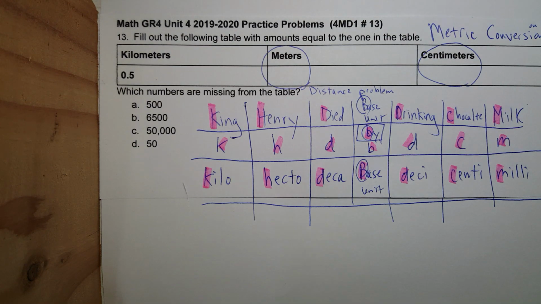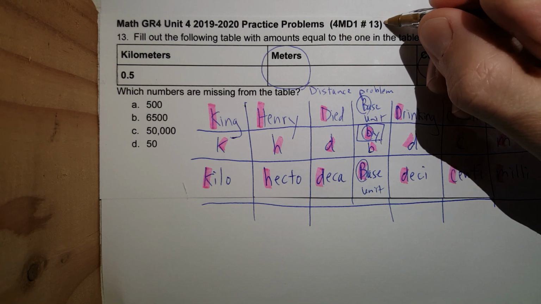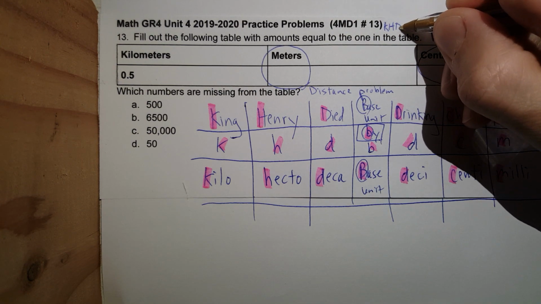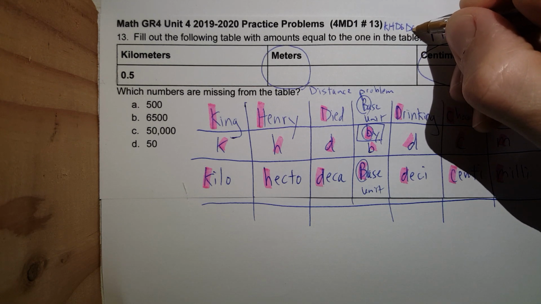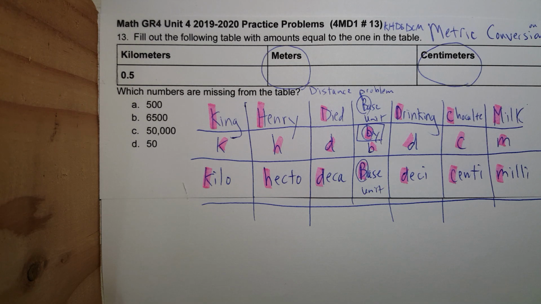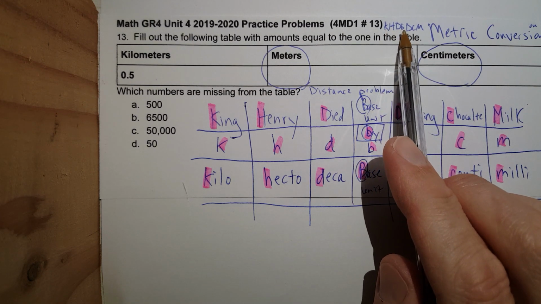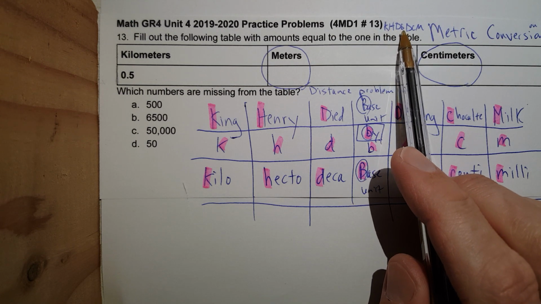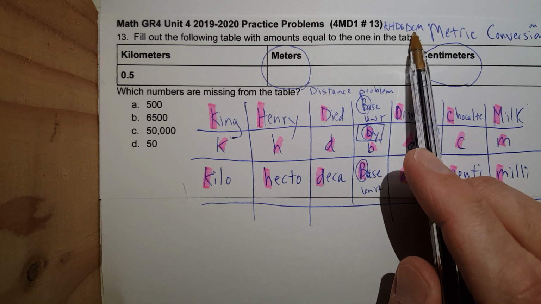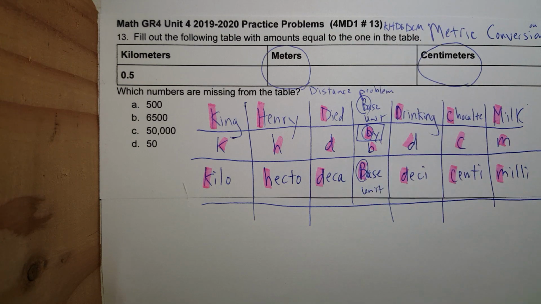So if you say in your head, King Henry died by drinking chocolate milk, on your test, you could just quickly put it up here. KHDbDCM. See how fast that is? King Henry died by drinking chocolate milk. Kilo, hecto, deca, base unit, deci, centi, milli. Just practice it. It's repetition. Just help you memorize this.